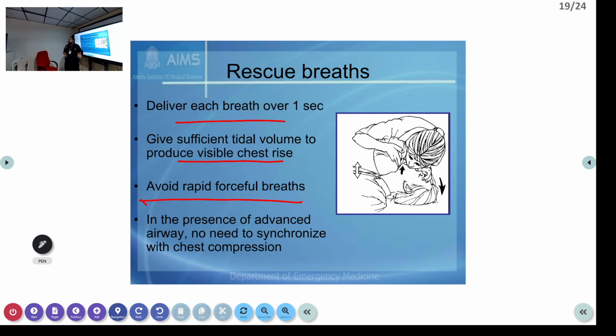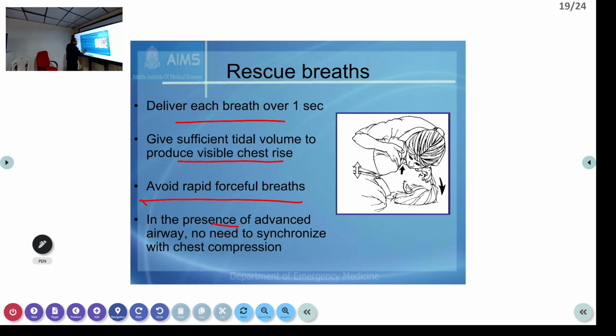Suppose it is mouth to mouth respiration, this is the way by which you need to give it. Suppose you have a barrier device like a pocket mask, you can connect to that pocket mask and deliver each breath over 1 second. So that is the most important thing.